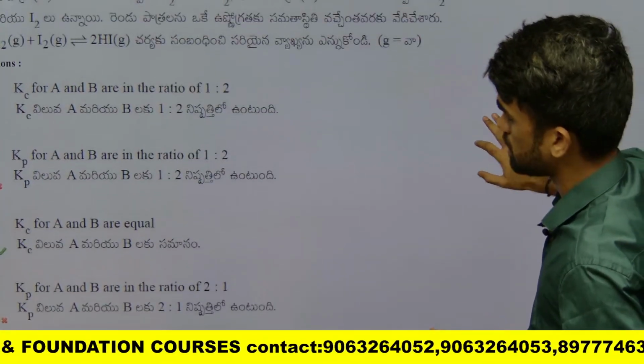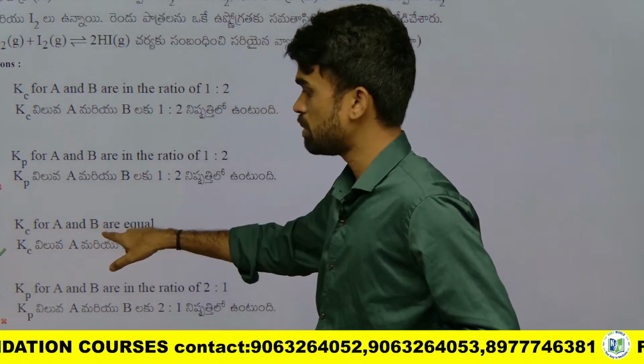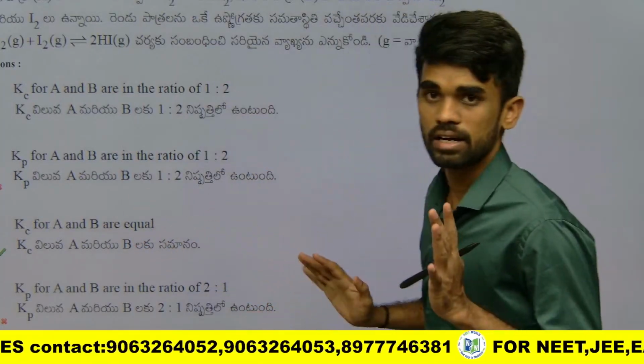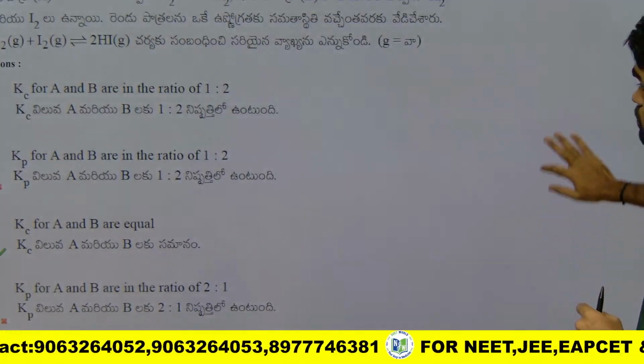Where do we have an option like that? Kc for A and B are equal. So the third option is our answer for this question, and the remaining are incorrect. Hope it is also clear, right?